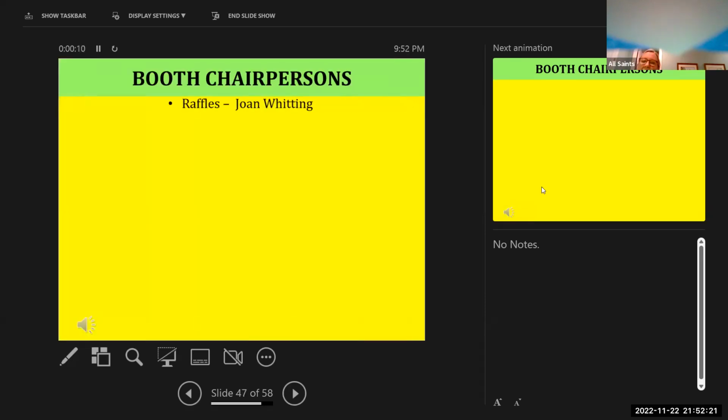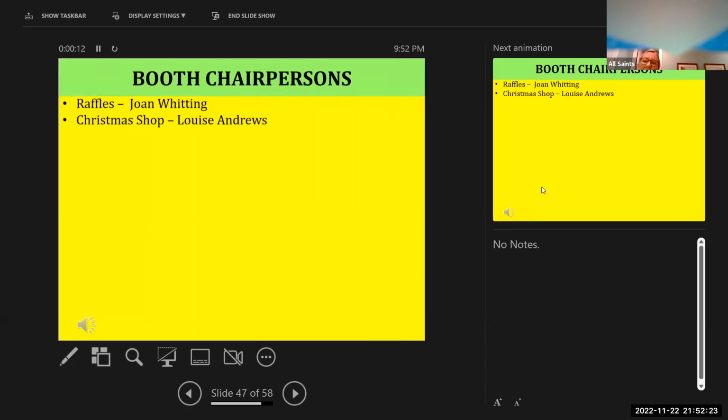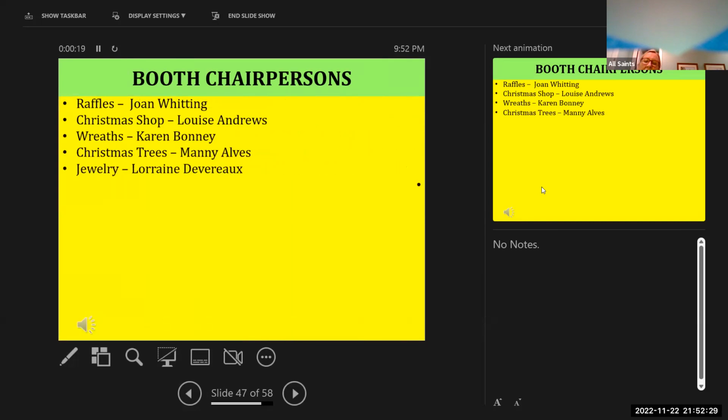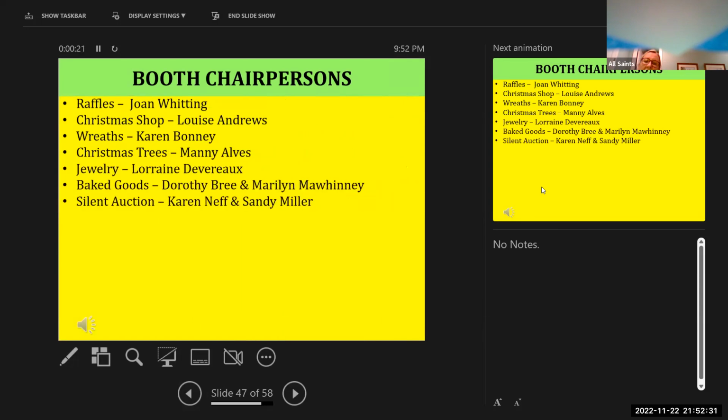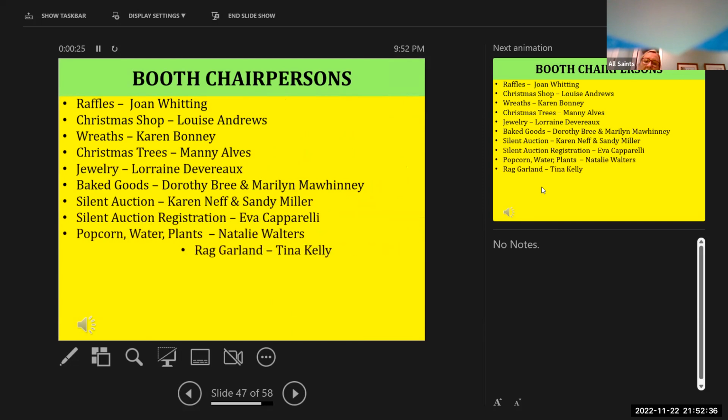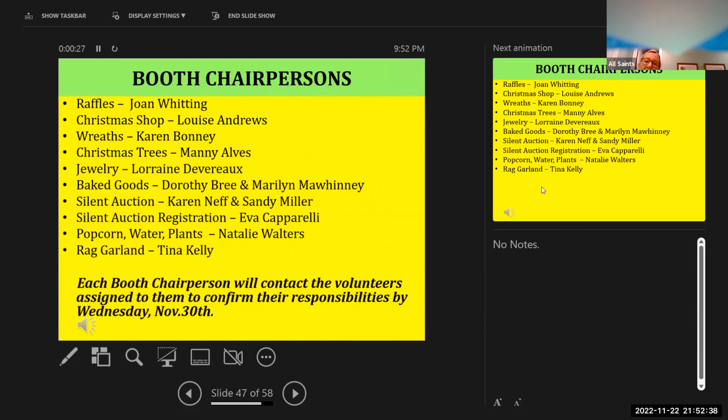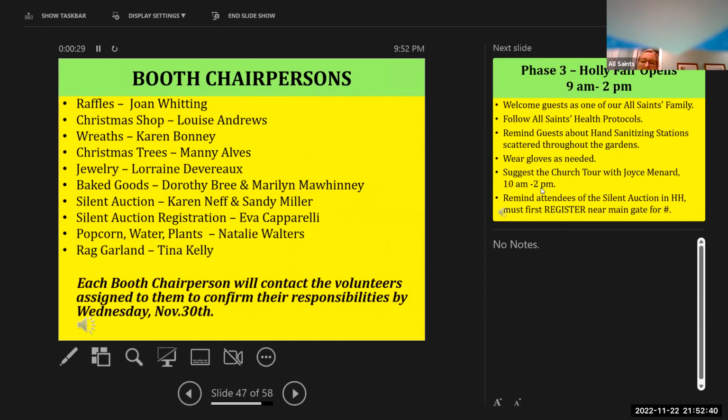And these are people that are in charge overseeing that particular booth. Some people, there's only 2. The Christmas shop has 5. The raffles have 2. The jewelry has 3. Got to watch those people. Some of them come and, you know, want to just help themselves. I shouldn't say that, but there's always some.